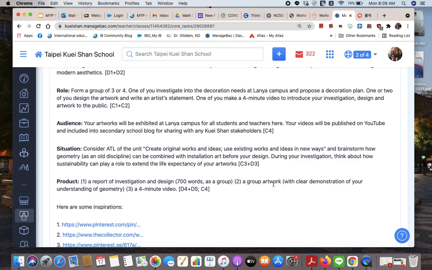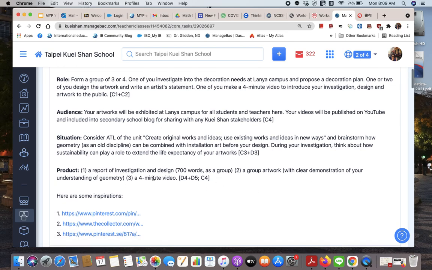You also want to have a group artwork with a clear demonstration of your understanding of geometry. Later I'll show you some examples. And you also want to have a 4-minute video. The reason I want it to be 4 minutes is that first of all you're going to upload it, and also we're going to watch all the videos together to give peer feedback. We don't want a long one, otherwise the peer feedback process would be endless.